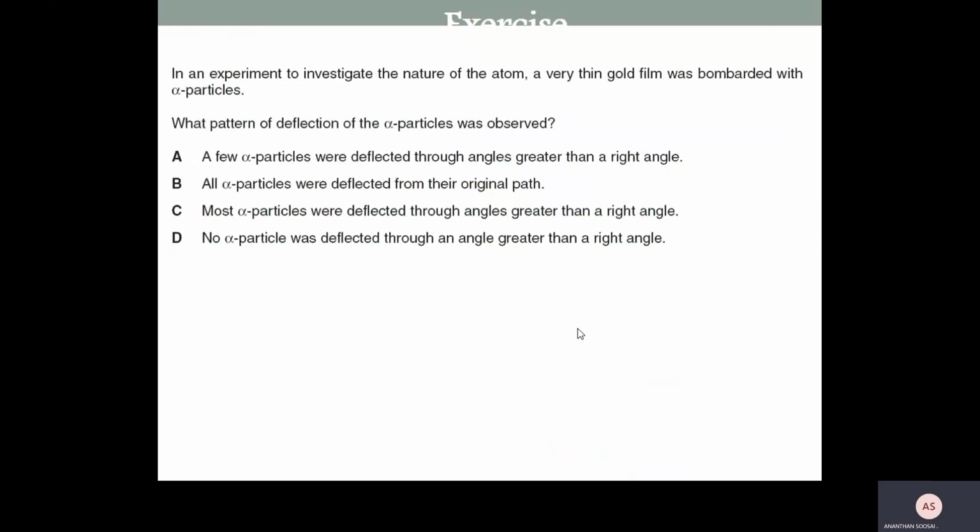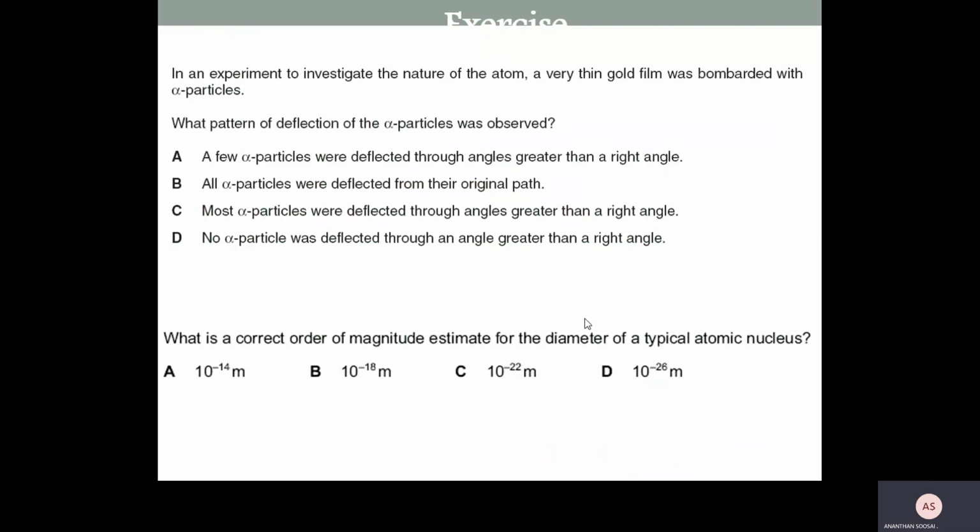What pattern of deflection of particles was observed? A few alpha particles were deflected through an angle greater than a right angle. Yes, a few, of course. Let's check the better answers, B, C and D. B says alpha particles were deflected from their original path, but not all; some moved straight, the majority undeflected. So B is wrong. C says most of the alpha particles were deflected through an angle greater than a right angle. No, only some. D says no alpha particle was deflected through an angle greater than a right angle. No. So the answer is A. Okay, next.